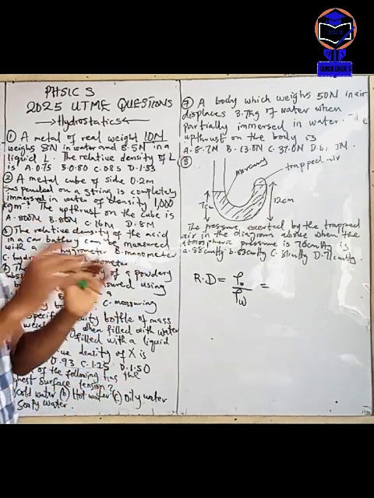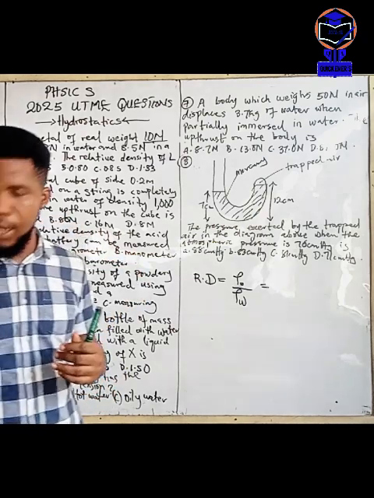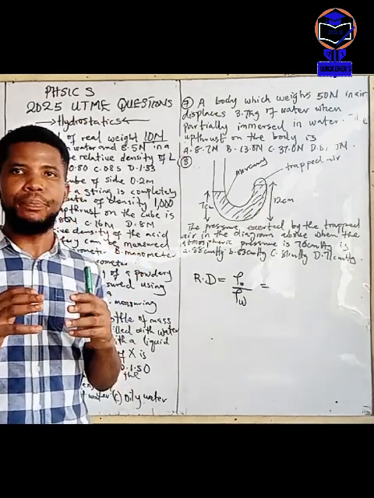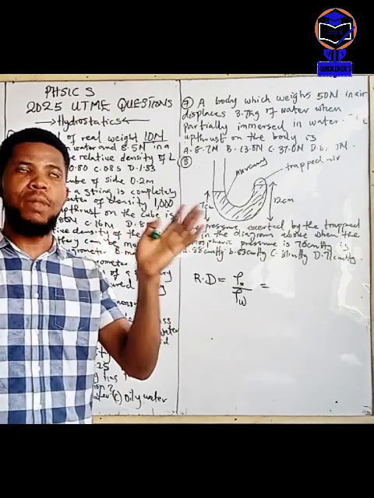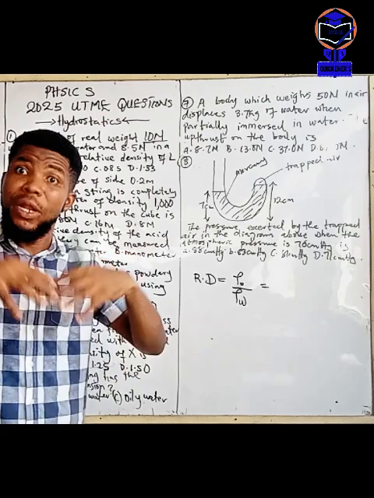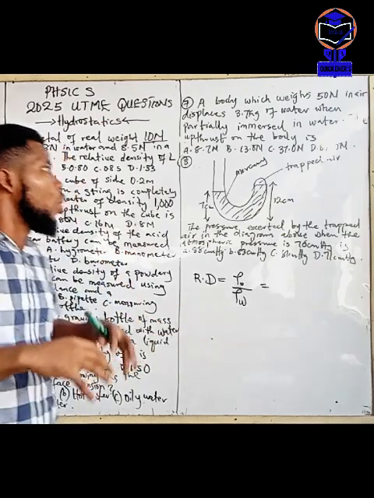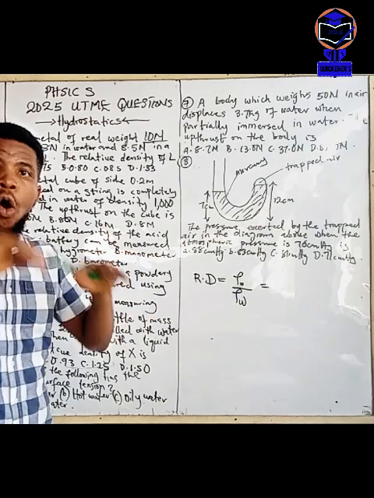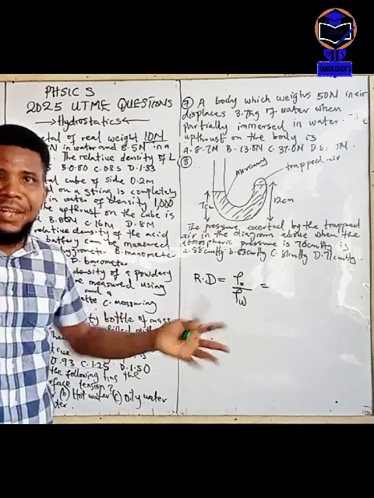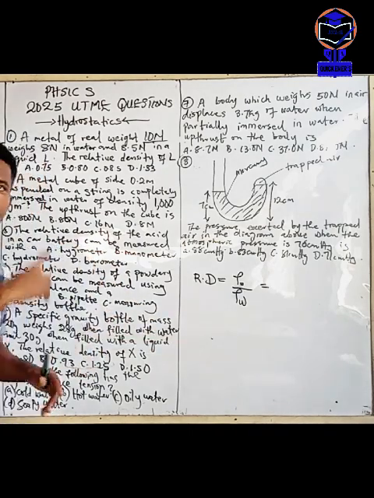So the upthrust, why? Upthrust simply means the weight of the fluid that was displaced. So the weight of the liquid displaced over the weight of water displaced. That will be the relative density of that liquid.